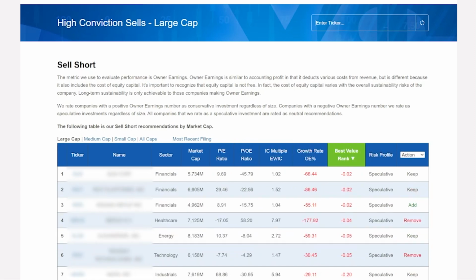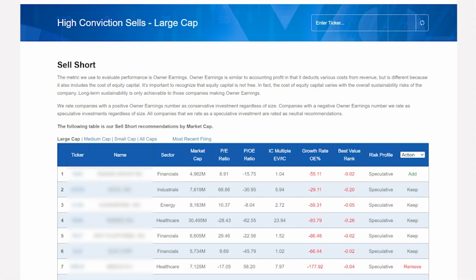The difference here is the focus. Instead of identifying strong operators, this section highlights businesses where the fundamentals don't support the valuation. The intent here isn't to trade headlines or stories. It's to identify structural weaknesses using the same consistent framework applied across the platform. This allows you as a subscriber to understand downside risk, hedge exposure, or simply avoid companies that don't meet disciplined capital standards.